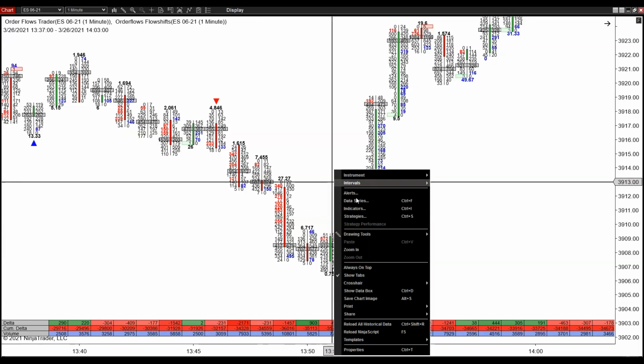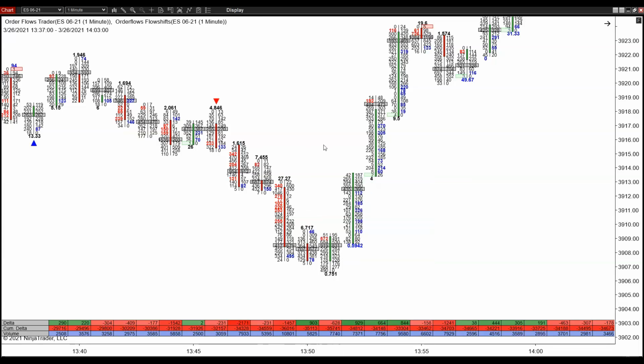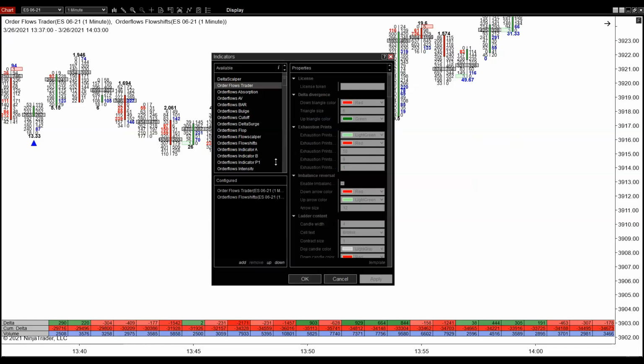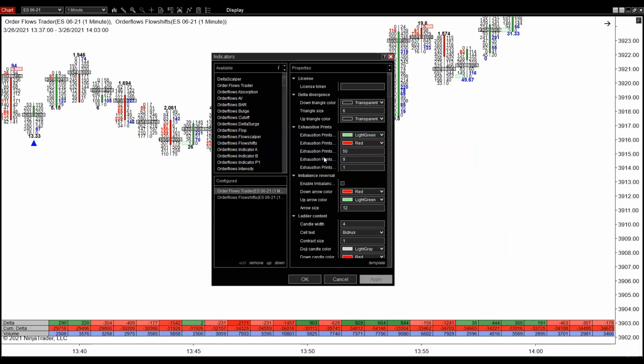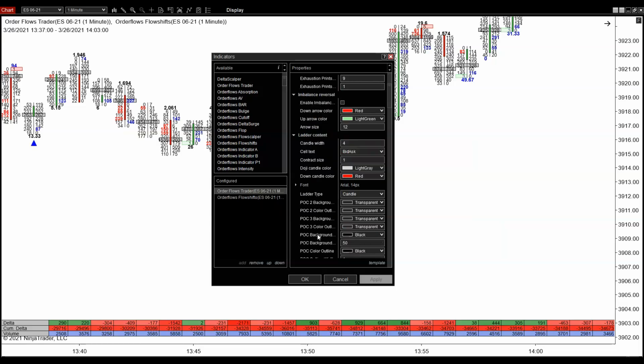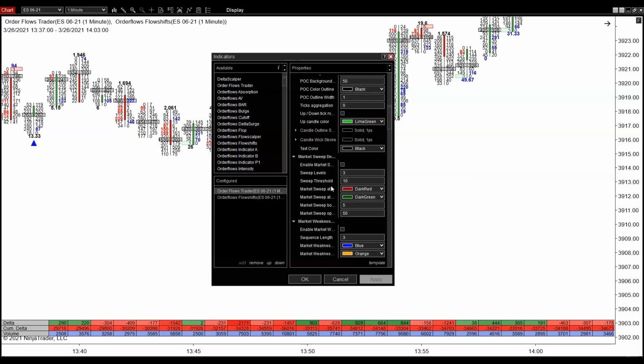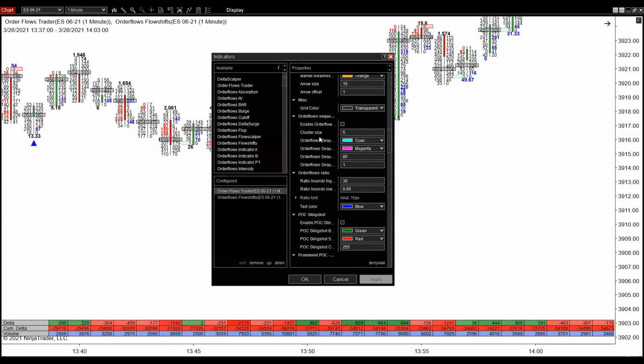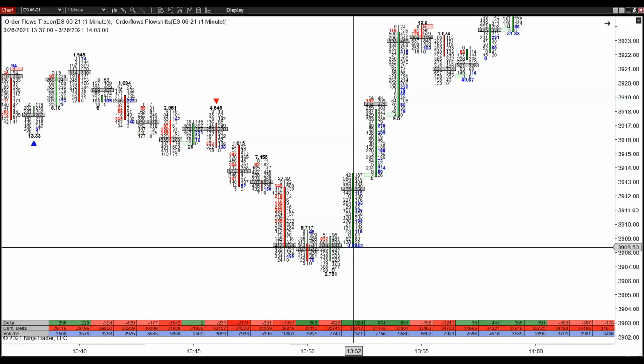Again, I don't want to make this about Order Flows Trader, but I'll talk about it just briefly, to give you a brief overview. You can see in here, there are a lot of different settings for Order Flows Trader. You can have delta divergence, exhaustion prints, imbalance reversals, the different types of price ladders, more POCs, market sweeps, market weakness, something we call order flow sequencing. None of this information is available on the NinjaTrader order flow suite, right? Their suite is just a basic volume footprint chart.